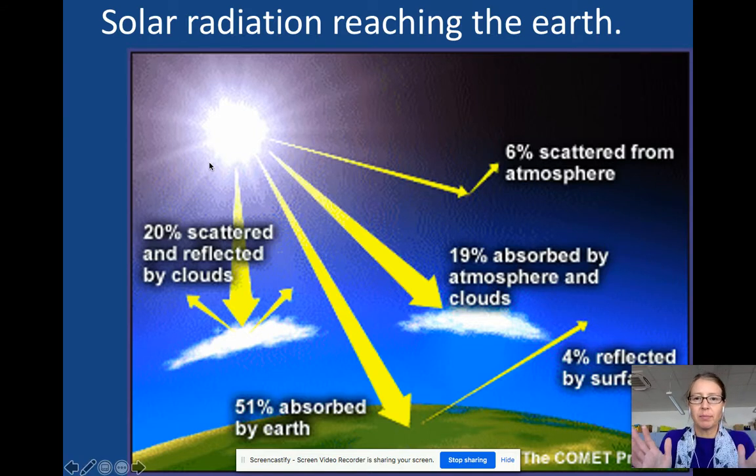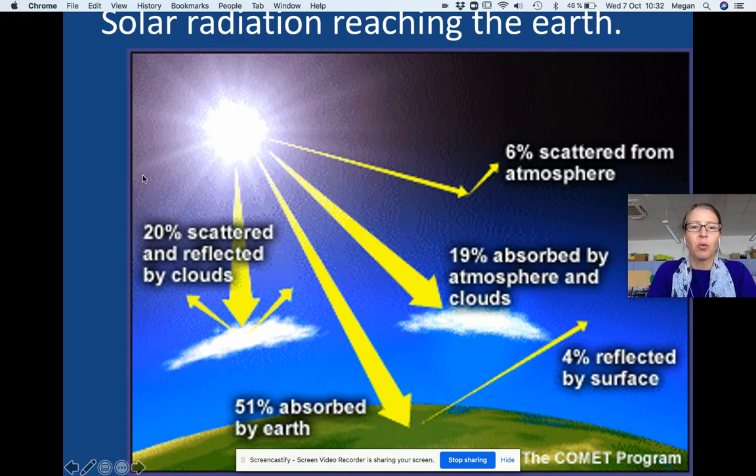All right, first of all, this is an important diagram. You need to be able to talk about what happens to the light that comes in. Essentially, about 50% of the light that's coming in is going to be either reflected or absorbed by the atmosphere. And about half of it, 51%, is actually going to be absorbed by the Earth. Some of that will be reflected off the surface of the Earth.